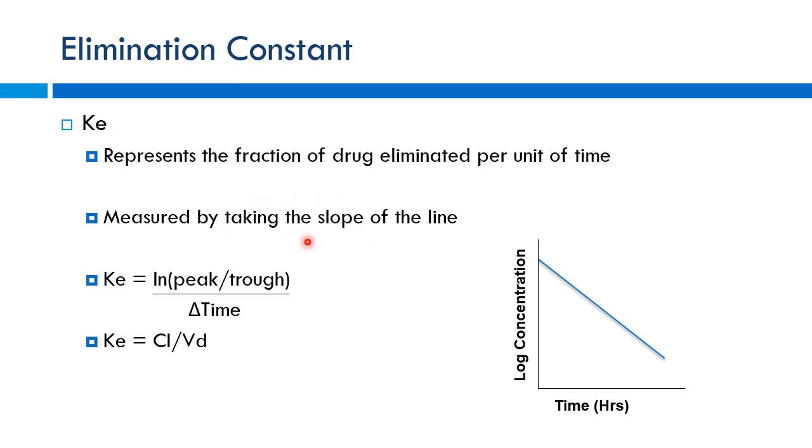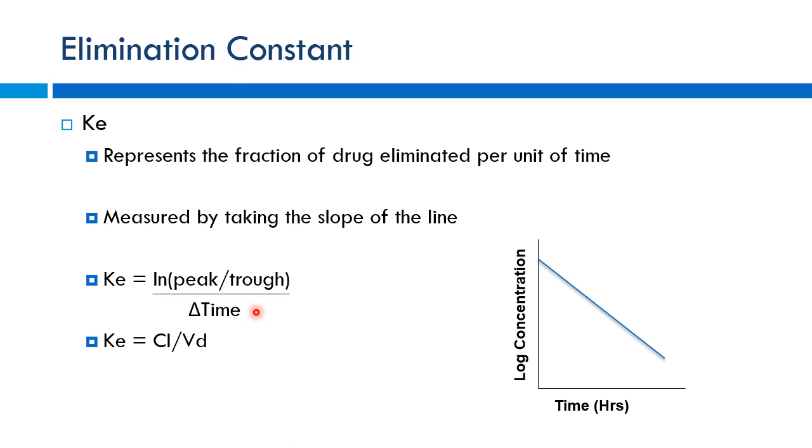We can measure this by taking the slope of the line. We determine that by looking at the natural log of the peak divided by the trough. When I say peak, what does that mean? The max concentration I reach. And the trough would be what? The lowest level I'm going to be measuring, right? So I can measure this peak versus this trough, divide them, and factor in the time difference, how many hours it happens to be. Then I can figure out the Ke, the percentage of drug per hour that I'm actually eliminating.